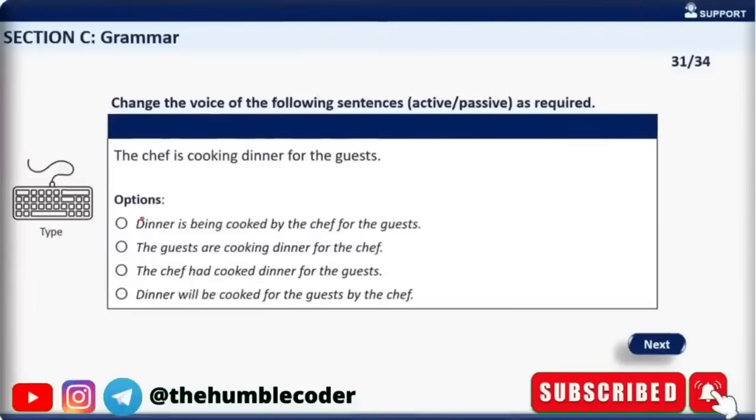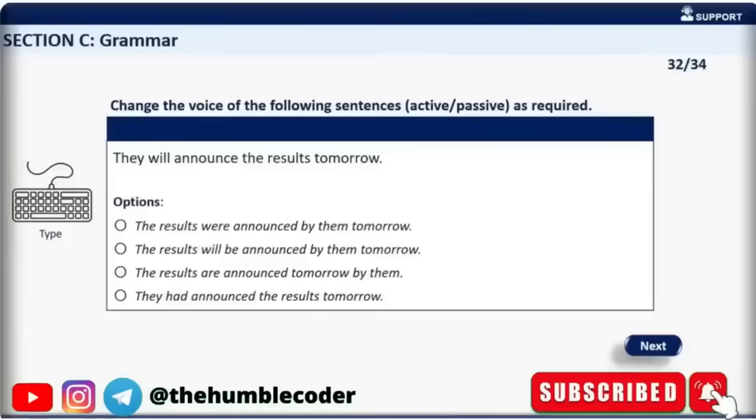The chef is cooking dinner for the guests. Okay. And the options that we have are: dinner is being cooked by the chef for the guests. The guests are cooking dinner for the chef. The chef had cooked dinner for the guests. Dinner will be cooked for the guests by the chef. The correct answer in this case is going to be, dinner is being cooked by the chef for the guests. Let's move on to the next question now.